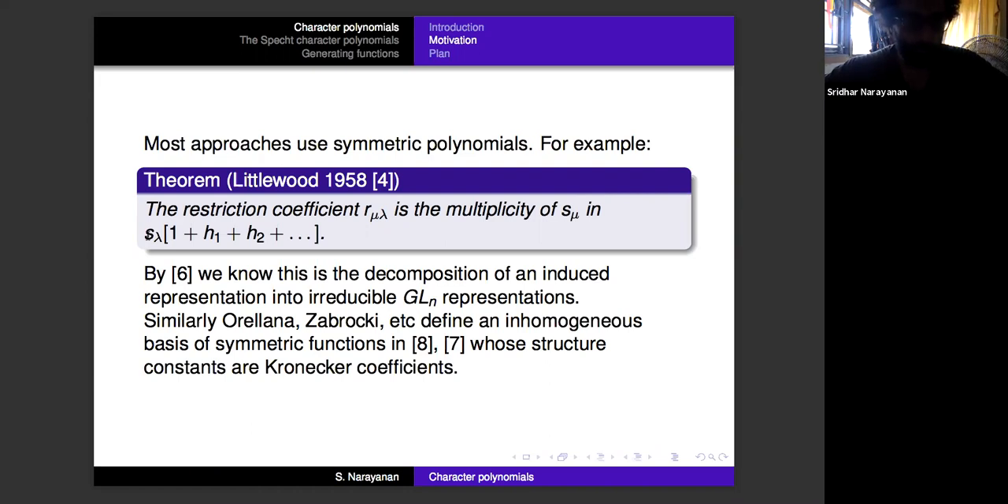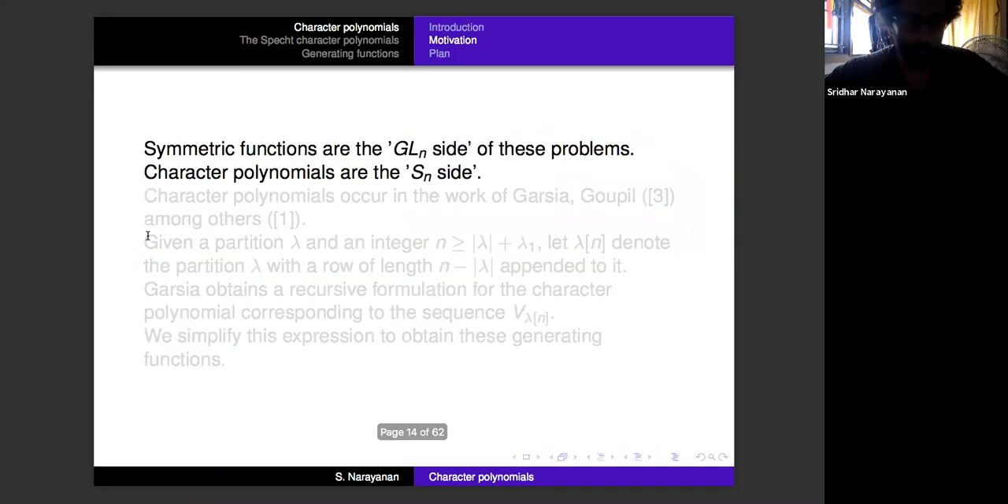So most of the approaches focus on this side, which is basically looking at it from the GL_N side. You induce an irreducible from S_N to GL_N, and then you use its character on the GL_N side, which is a symmetric function, and then you work on it from that side.